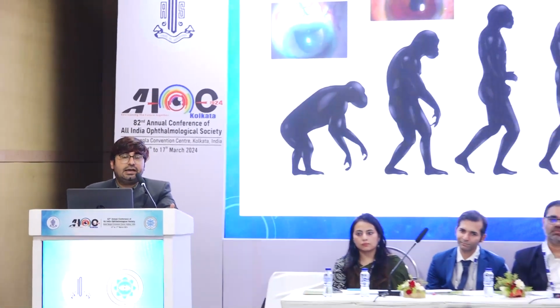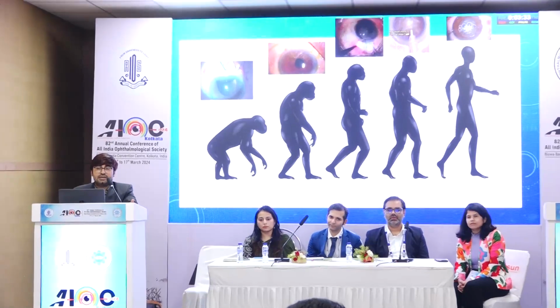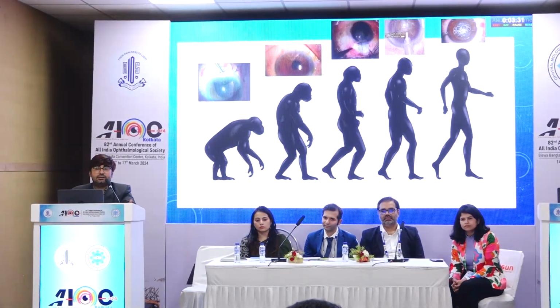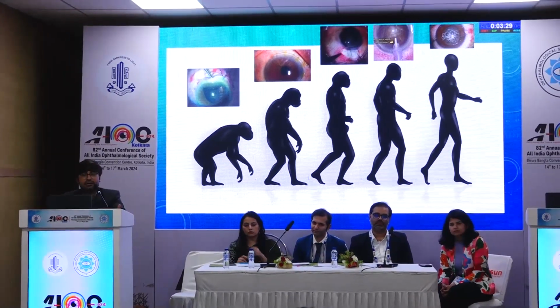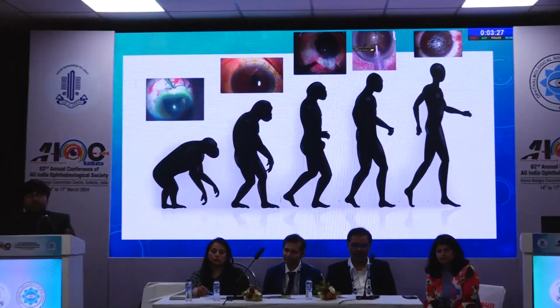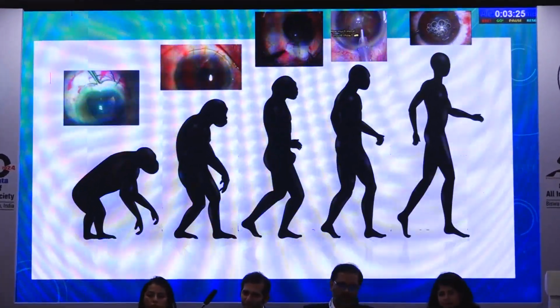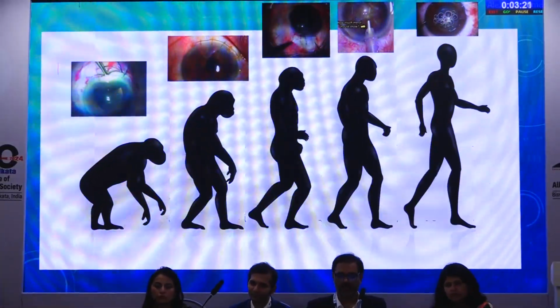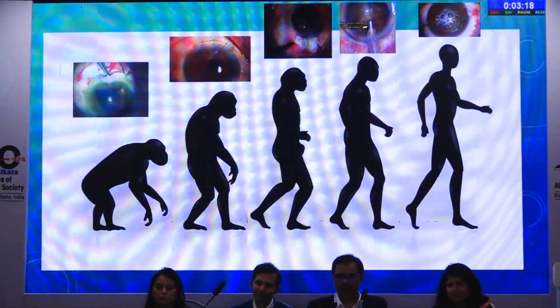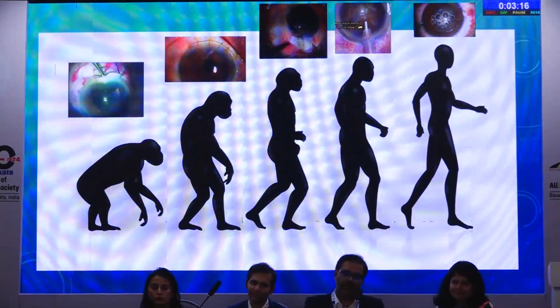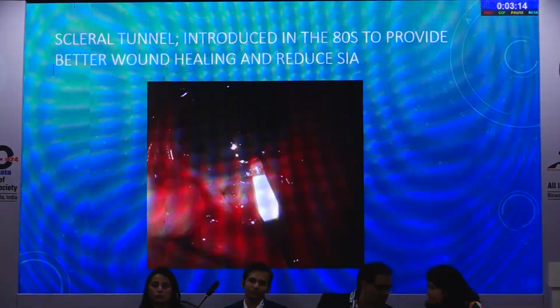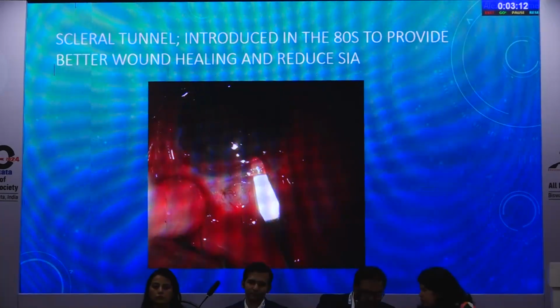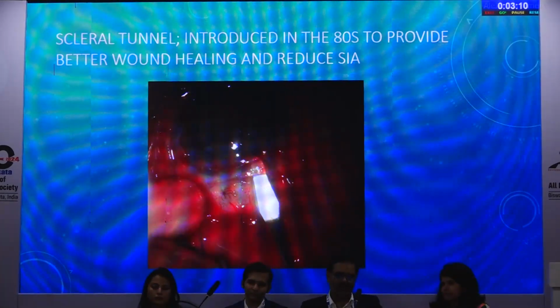As we know, in the evolution of eye surgeries, we started off with ICCE, then ECCE, and then we went on to the scleral tunnel SICS surgery, phaco, and now the latest, the most advanced femtolaser assisted cataract surgery. The curve of evolution is actually very important. If you go through the curve, then only do you learn your basics appropriately. The scleral tunnel was introduced in the 80s for better wound healing and to reduce the SIA.